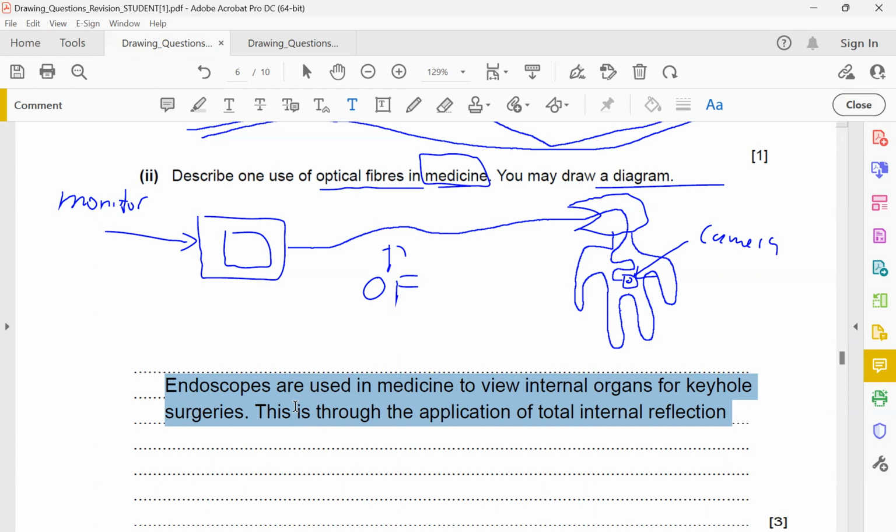Yes, you must label it, because God knows everyone's drawing is not Picasso.